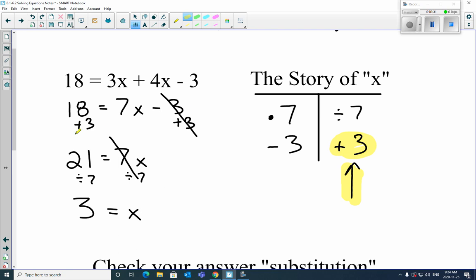So add 3, add 3. 18 plus 3 is 21. These 3's over here cancel because -3 plus 3 is 0, and we're left with positive 21 equals 7x. Then the next thing we do is divide both sides by 7. Left side, divide by 7. Right side, divide by 7. These 7's reduce down to 1, or x by itself, and 21 divided by 7 is 3.